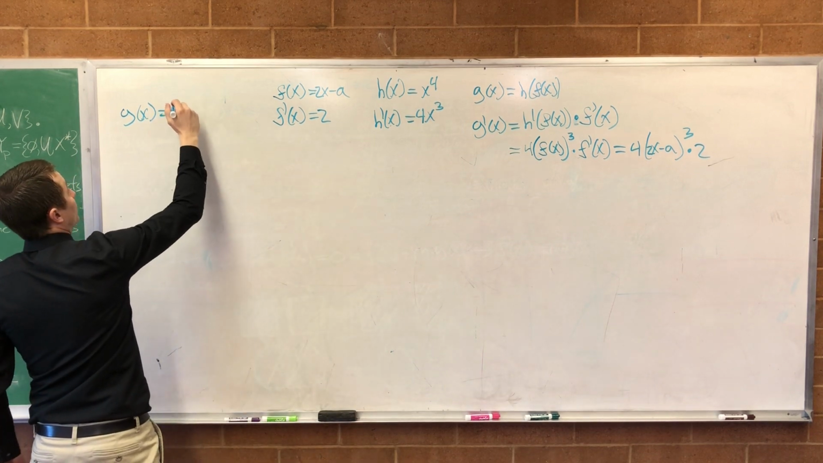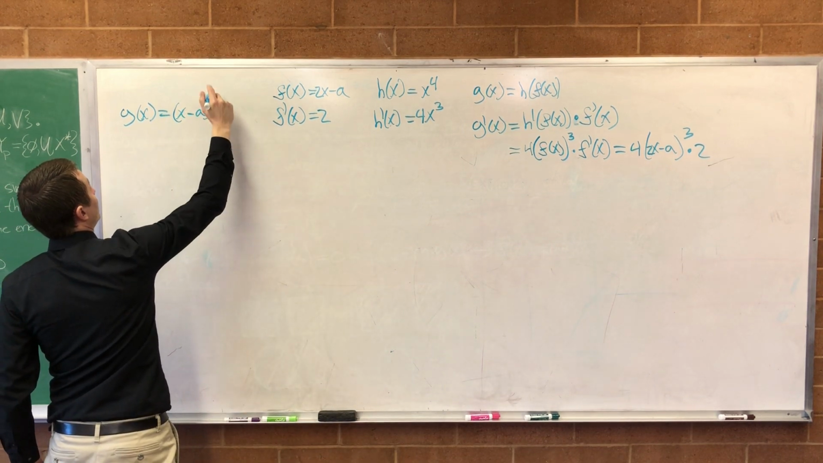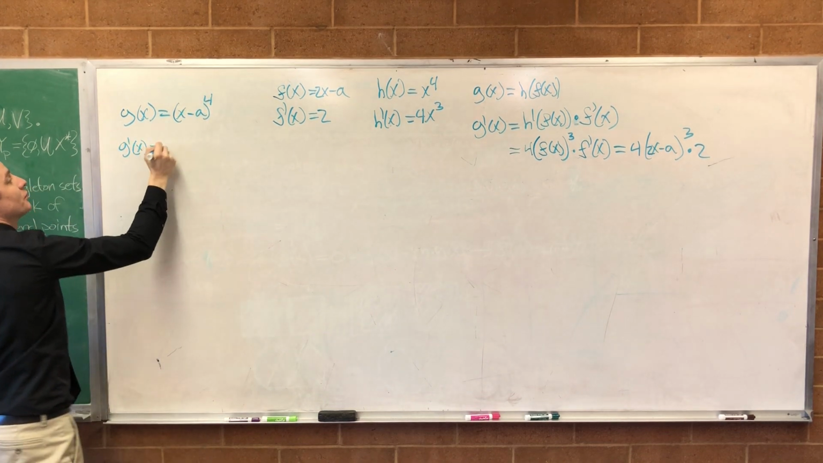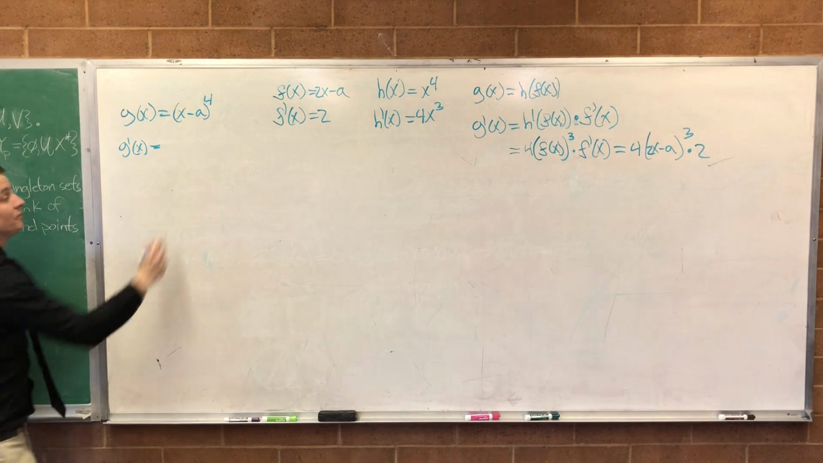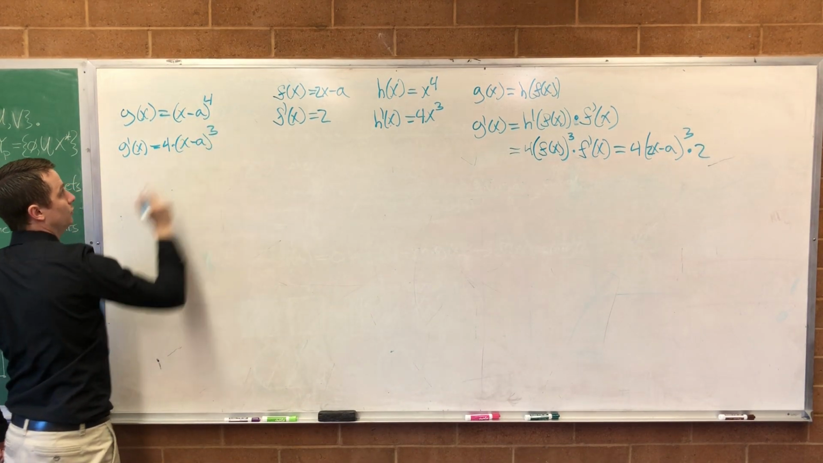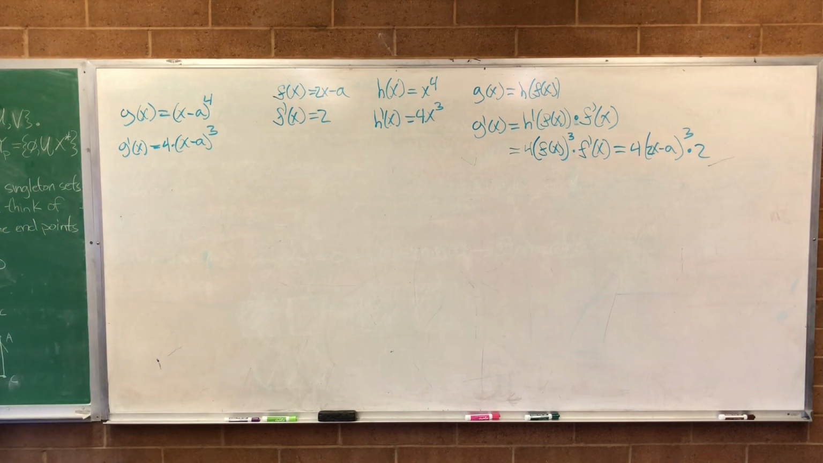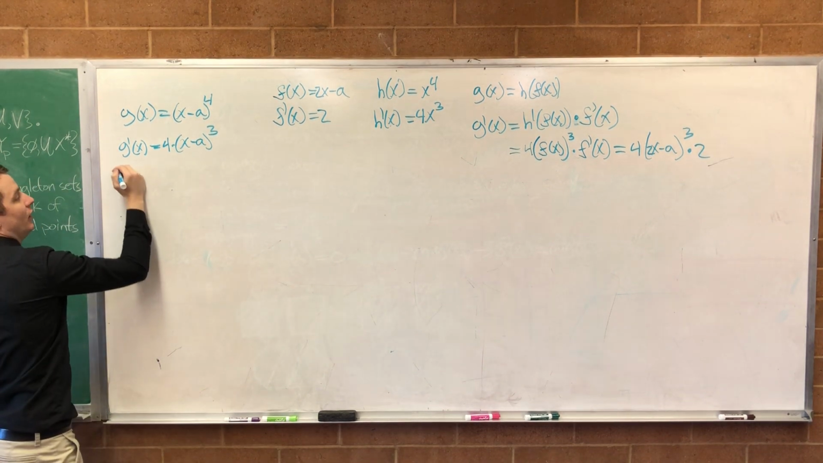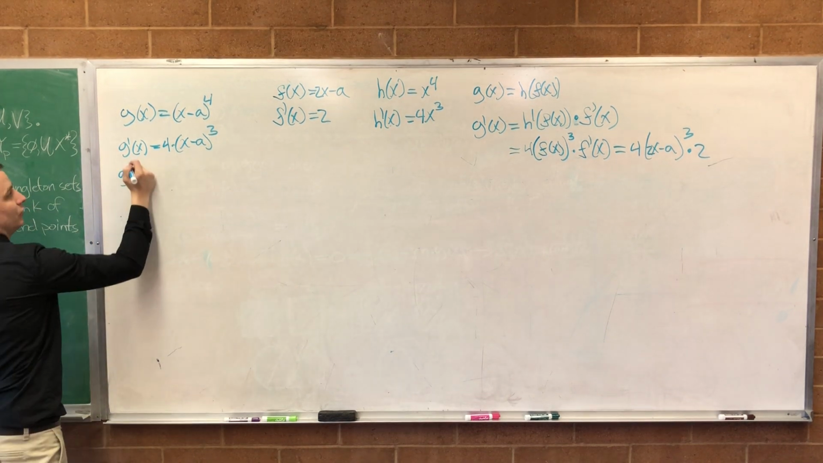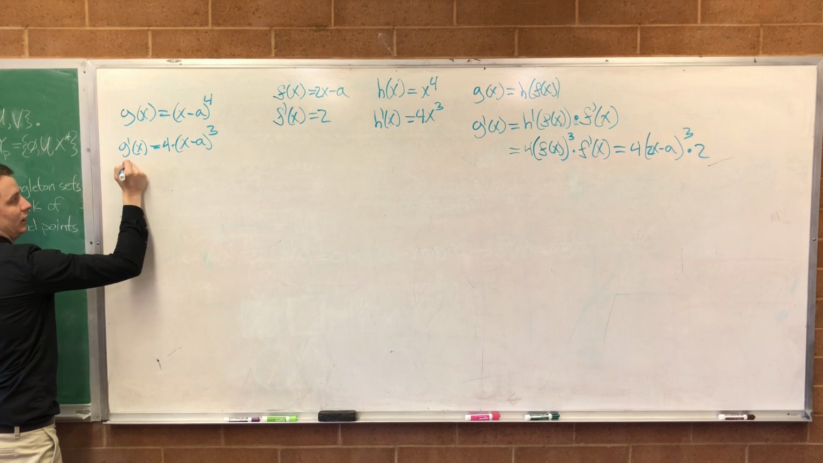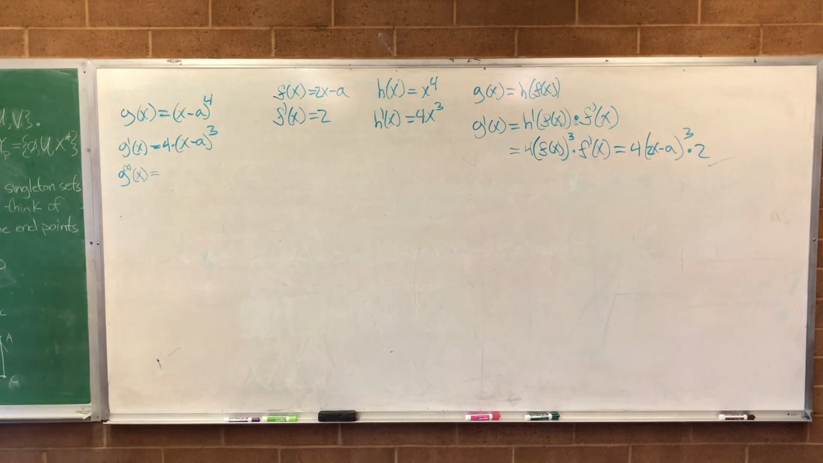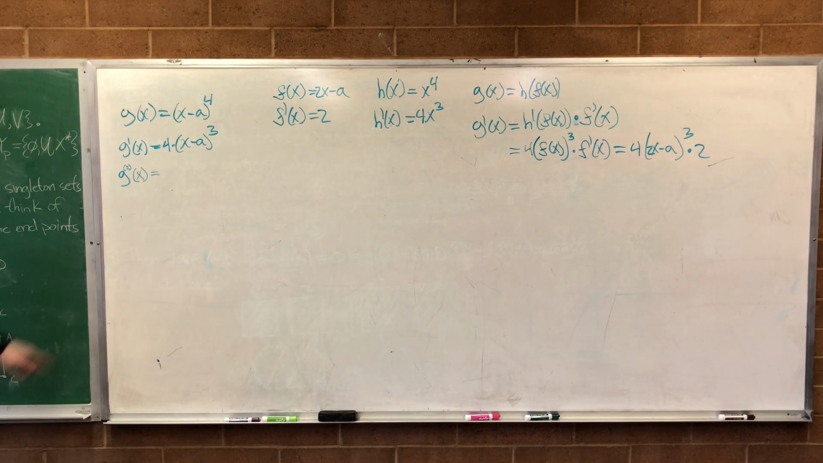So g of x is equal to x minus a to the 4. So then g prime of x is equal to 4 times x minus a cubed, right? Now let's take the derivative again. Sometimes when we don't want to keep writing tick marks, another way to say that we're doing the derivative is we put the number of the derivative that we're taking in parentheses. So now the second derivative of x, or g double prime, same thing. What's the derivative of this thing now?